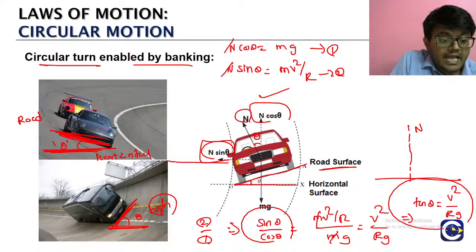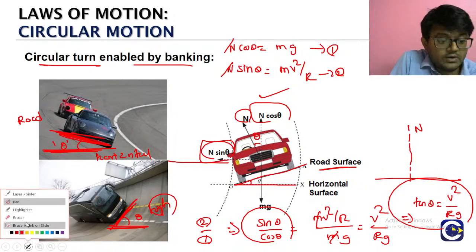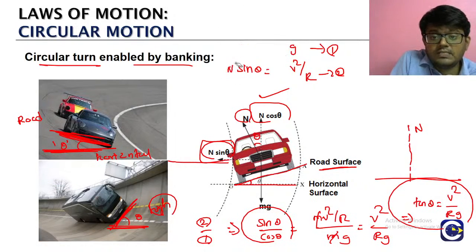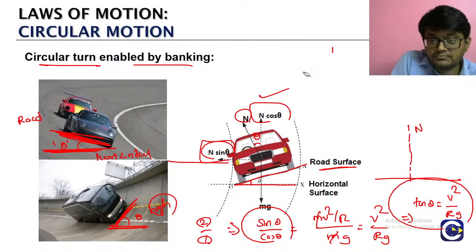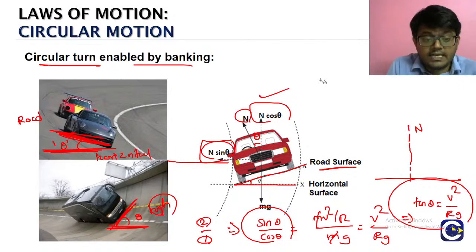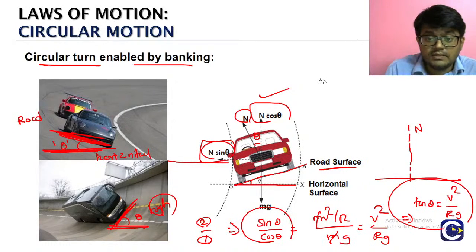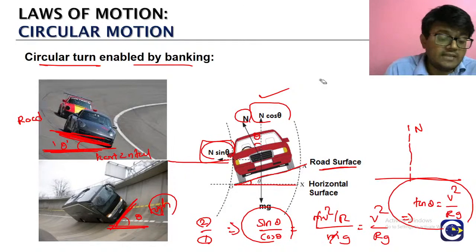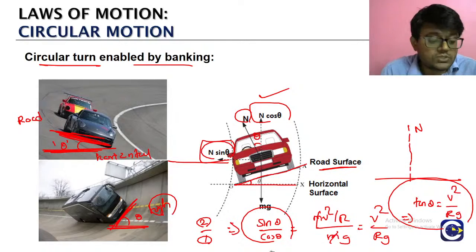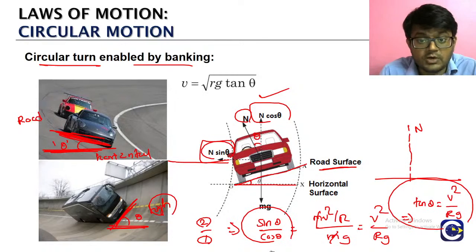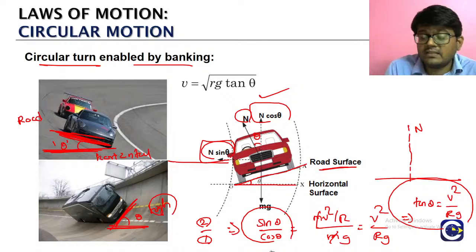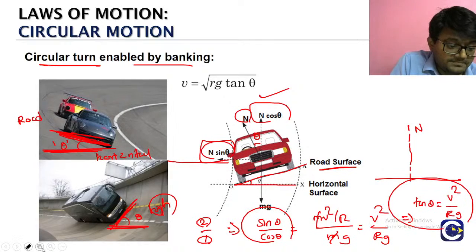So here we are getting the angle of banking required. If you are having a vehicle which is moving with a velocity v, and you want to take a circular turn with some radius of curvature, then for that value of v and r, what is the required angle of banking? Tan theta will be equal to v square by rg. So this is another important result. Tan theta is equal to v square by rg.